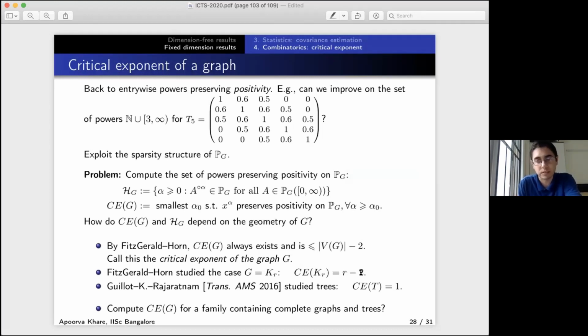That's exactly the result. In another paper with Bala Rajaratnam and Dominic Gio, we studied this case of trees, and trees are sort of easier to work out. We did many more things than just this result. But for trees, no matter what size, any power bigger than 1 works. So is it possible to understand this critical exponent and the set of powers even more for some family of graphs which contain both complete graphs and trees?